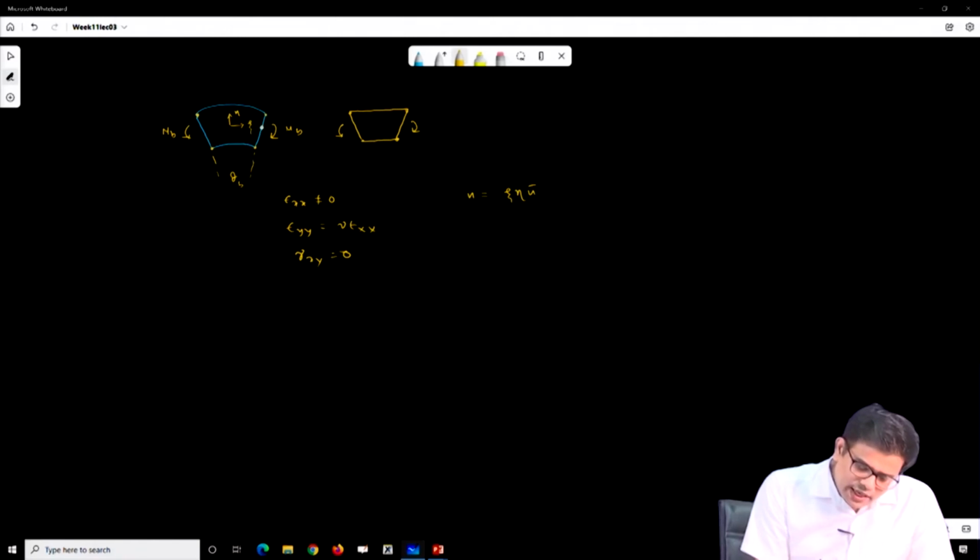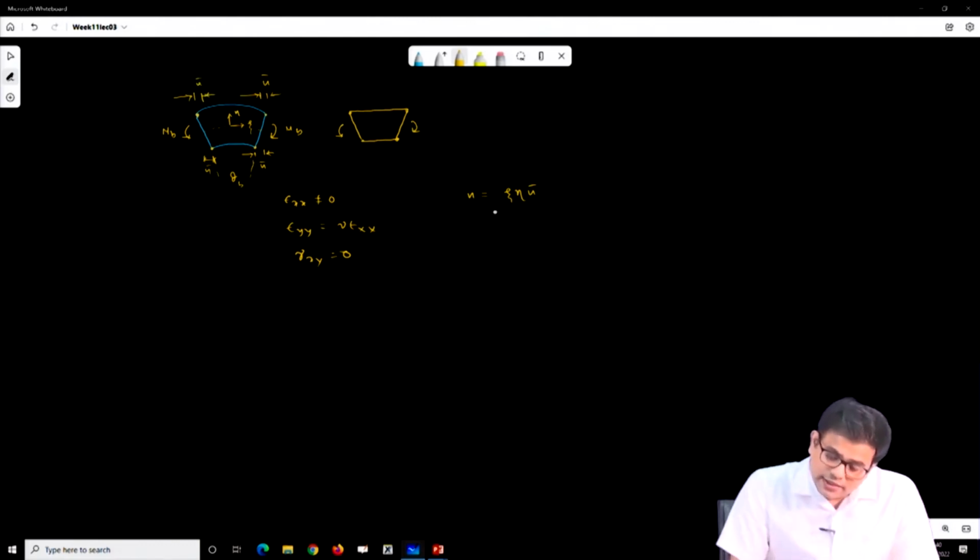So what is u bar? U bar is essentially, if I consider the middle of the element to be here, the distance from here to here. That means the nodal x displacement is this. So this is my u bar and this is my u bar. We discussed this in the previous classes. Now u is something like this from the exact bending solution.